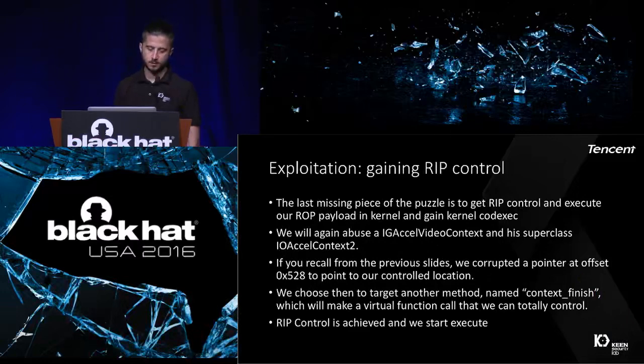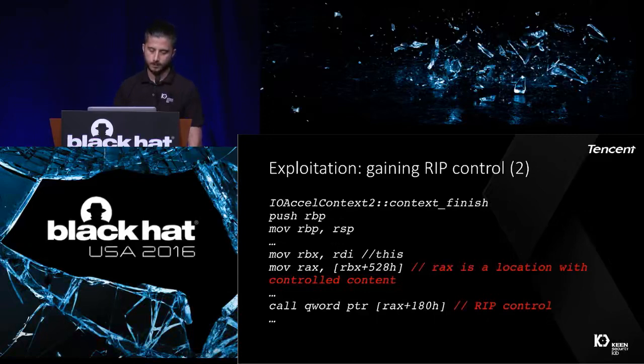So the last piece missing is gaining instruction pointer control. Again, we will abuse another external method of IGAccelVideoContext, in particular of its superclass IOAccelContext2. And this method is called context finish. And as you recall, we overwrite a pointer at offset 0x528. So here is the disassembly of the method. Basically the pointer at offset 528 is taken, and then we do this virtual method call and we start to execute.